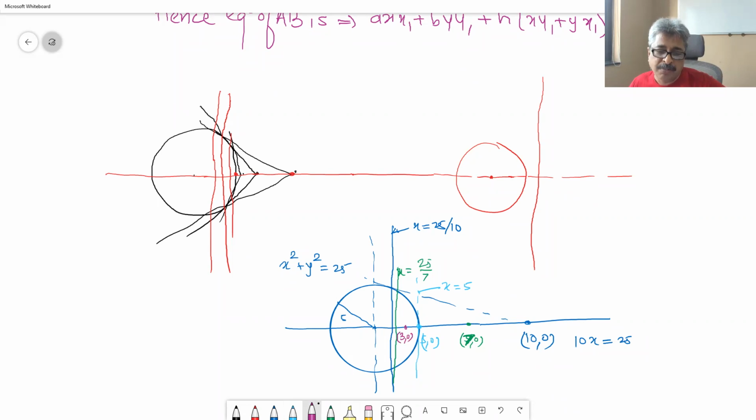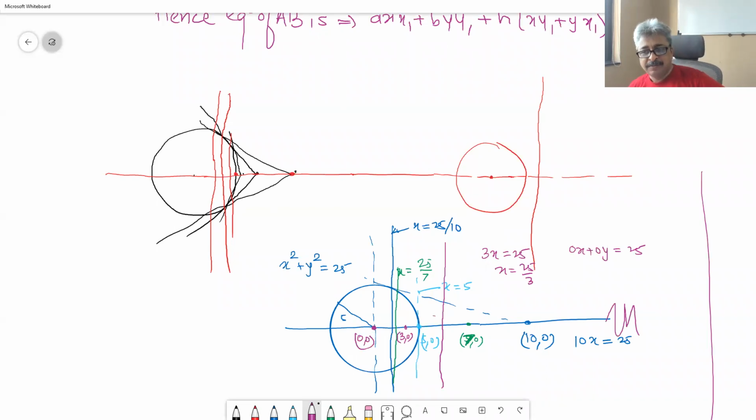What will be the equation of chord of contact? 3x is equal to 25, x is equal to 25 by 3, which is greater than 5, and you end up having a line outside the circle. And if your point under consideration is (0, 0), then your line is at infinity: 0x plus 0y is equal to 25. Do you understand another meaning of that? If you take the point as the origin, the chord of contact is at infinity. The equation is 0x plus 0y is equal to 25.